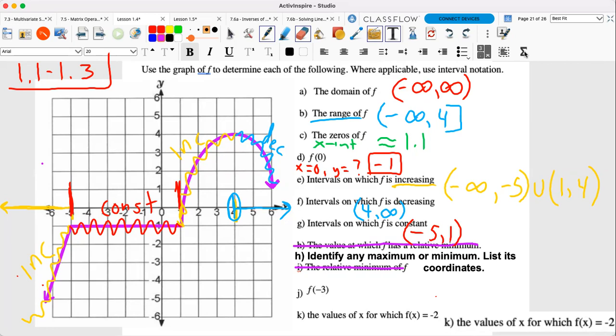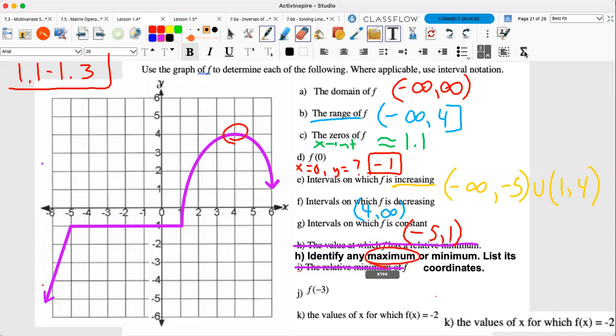Cool. All right. Identify any maximums or minima. There is a maximum. And that one's 4. The maximum is the peak of that little hilltop, right? So we have a max right here. So you have a maximum at 4, 4 is the location of it. There is no minimum.